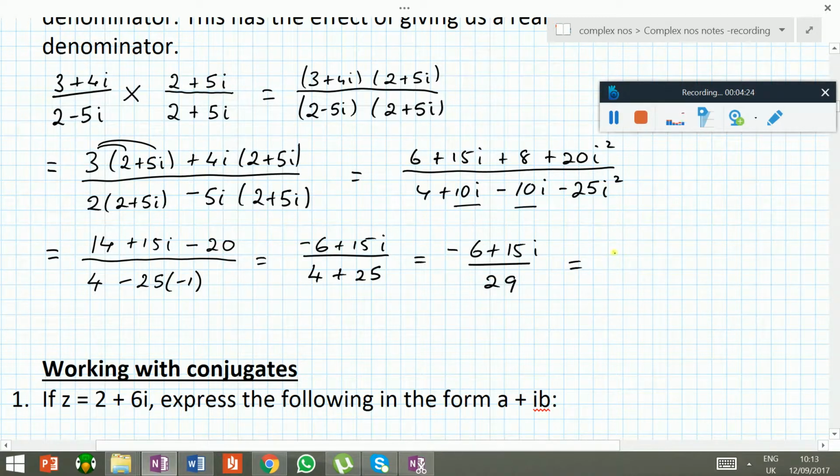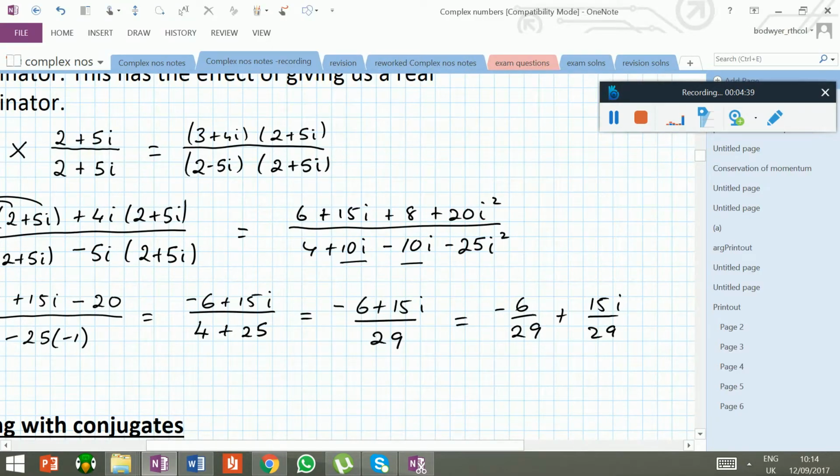Again, if you want to split that, you can. And that's your answer. Now you notice that there are no complex numbers anymore in the denominator. Now I'll just show you a quick shortcut for that little operation.